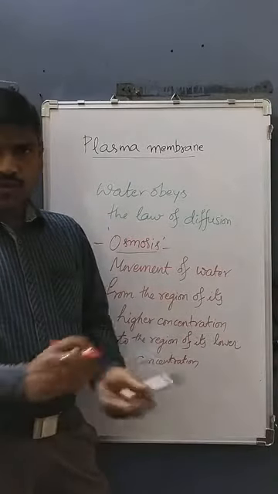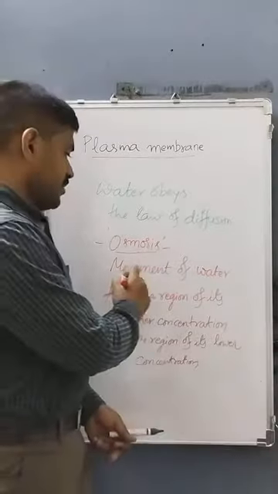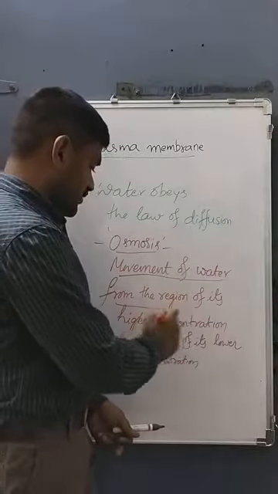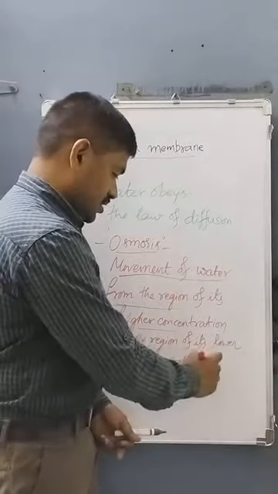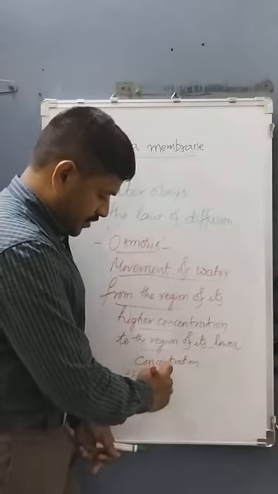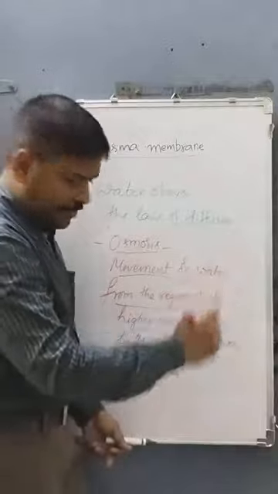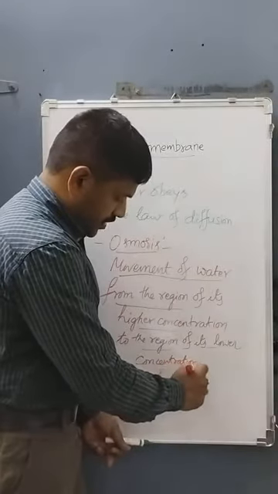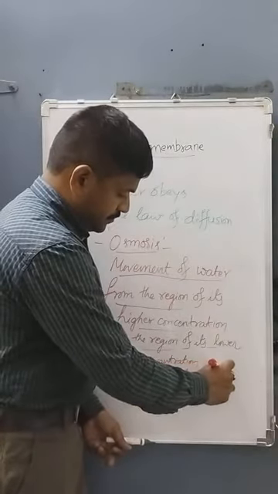Through what? Through a selectively permeable membrane. Movement of water from the region of its higher concentration to the region of its lower concentration through a selectively permeable membrane, or simply through the plasma membrane.